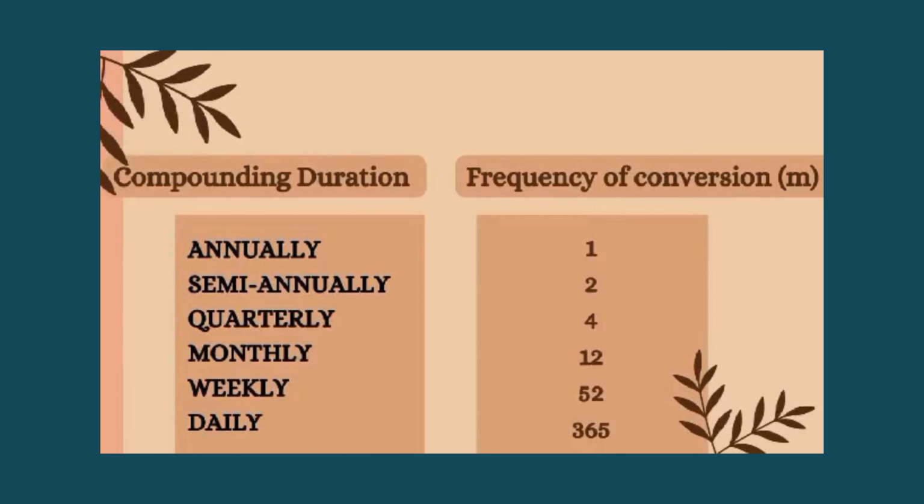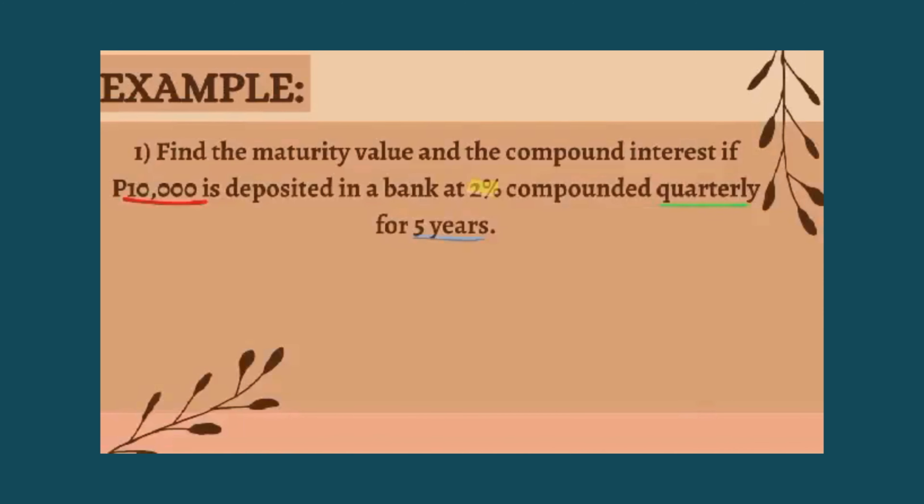Let's proceed to the compounding duration. So we have 6 compounding durations with their own frequency of conversion. Annually, or for a year, we have 1, semi-annually 2, quarterly 4, monthly 12, so we have 12 months per year, weekly 52, so we have 52 weeks per year, and daily we have 365 days a year.